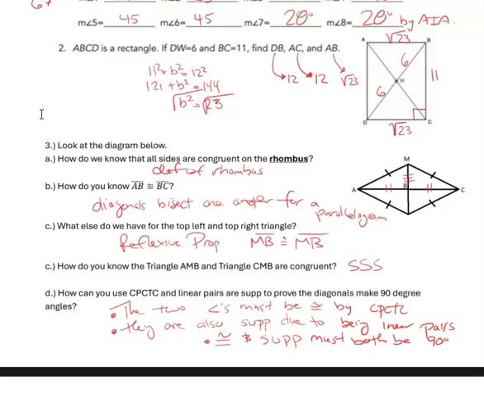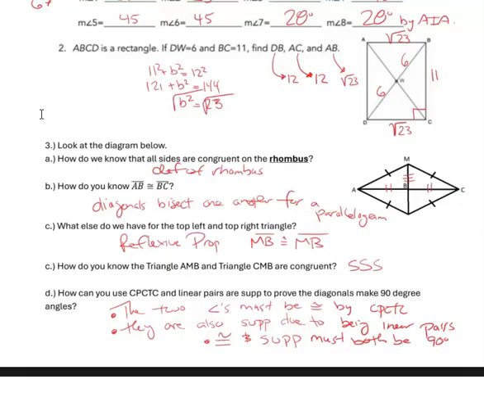Well, that would be because diagonals bisect one another for all parallelograms, so that's got to be true for a rhombus. What else do we have on the top left and top right of the triangle? We have the reflexive property. So we have MB being congruent to MB.